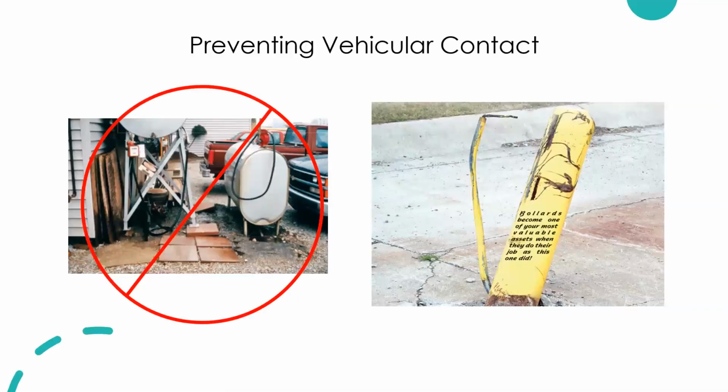Another important thing, prevent your vehicular contact. This one on the left is awful. We've got our tanks, looks like one of them is not even sitting on level ground. And you can see that they're parking right next to them with no kind of block between them and the tank, and no secondary storage, unless these are double walled, which they don't look to be. So all of these are issues that could cause a leak that could be easily prevented.